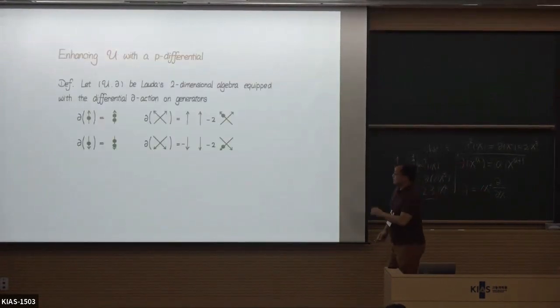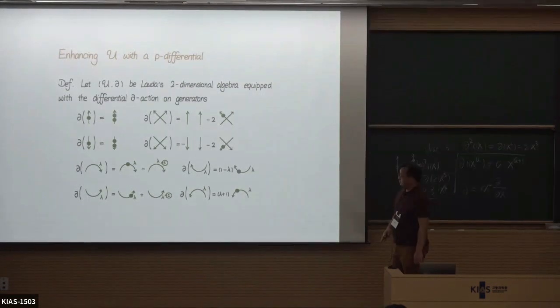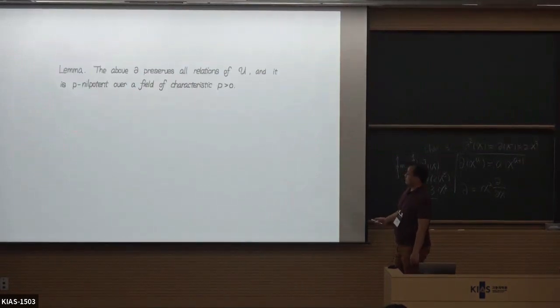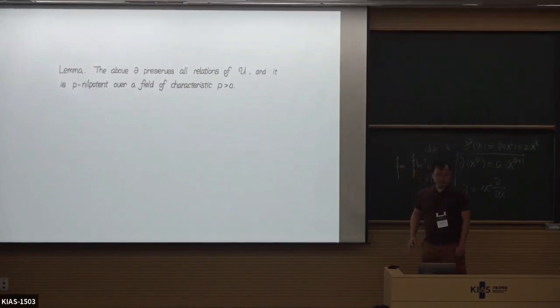All right. So this definition is not so easy because it's defined on generators, but it's nevertheless a very small, concrete computation, and you can show that this indeed is a P-nilpotent differential when you extend it by the Leibniz rule to all of this two-dimensional algebra U. So this D will preserve all the relations on U. You define it on the generators, you have to show that it sends relations to the ideal generated by relations, and it's P-nilpotent over a field of characteristic P.